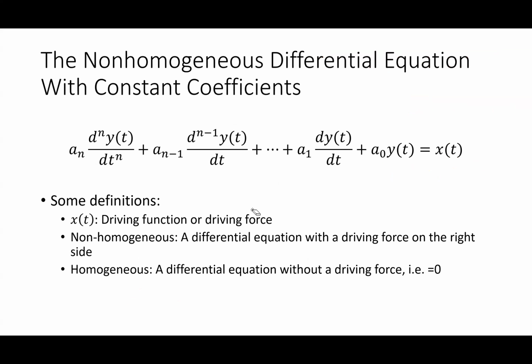So a couple of things. The equations that we deal with always look like what I have right here. So it's a non-homogeneous differential equation with constant coefficients. A lot of math words. What's that mean? Well, constant coefficients. What does that mean?